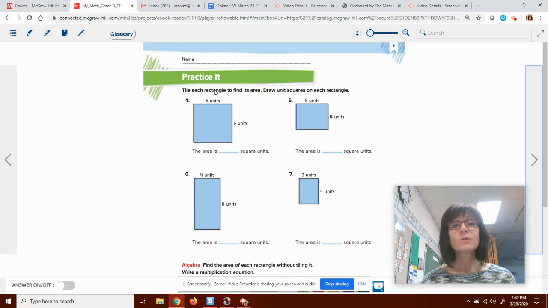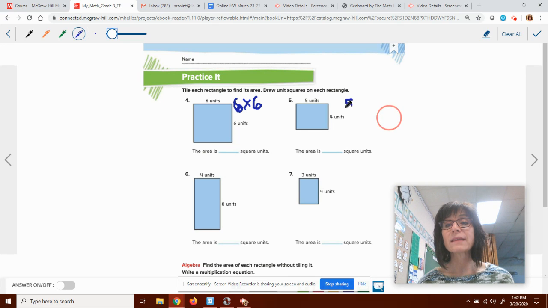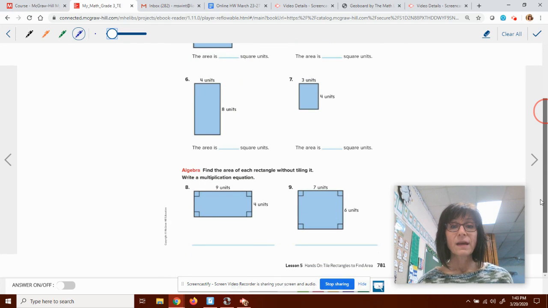What I would like you to do, though, is I want you to show me how you're multiplying length times width. So I want to see not just an answer. I want to see 6, my length, times my width, and then give me my product, my square units. I want to see my length times my width, but I'm not going to require you to make your arrays and your columns. I know you know that already.